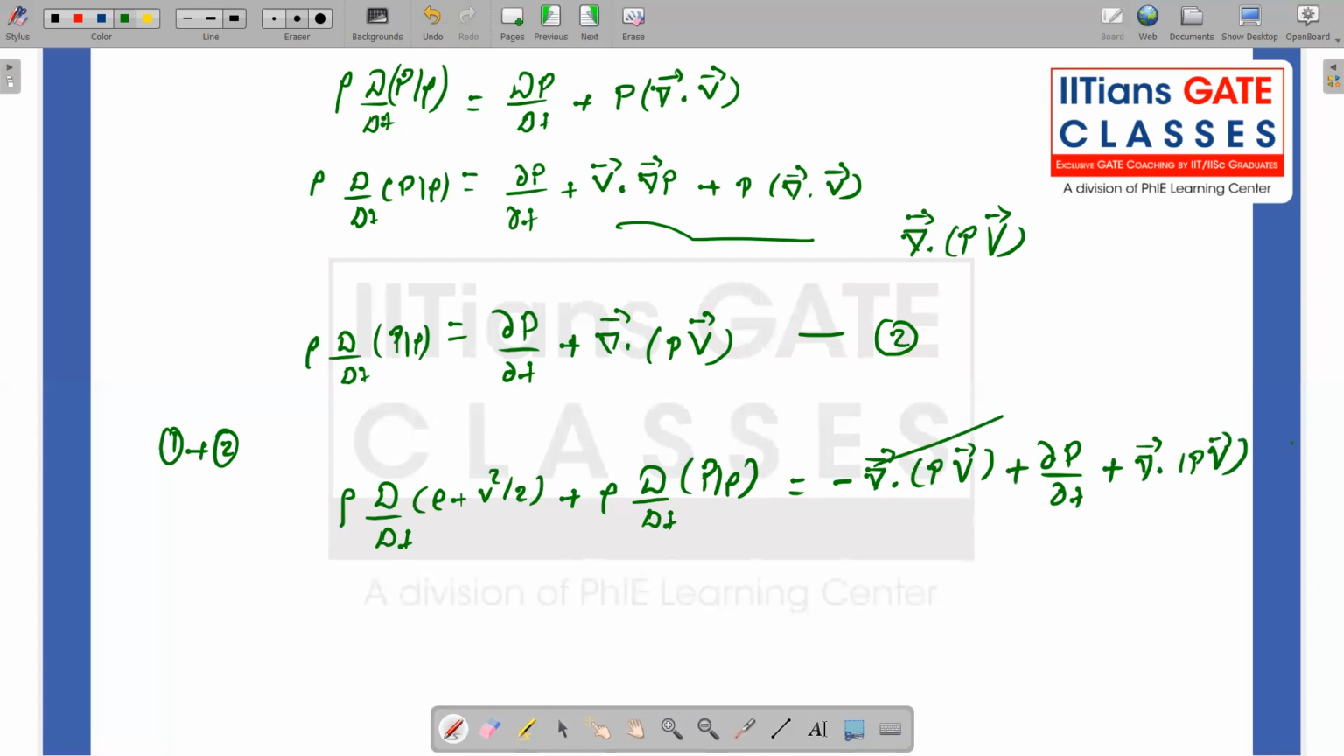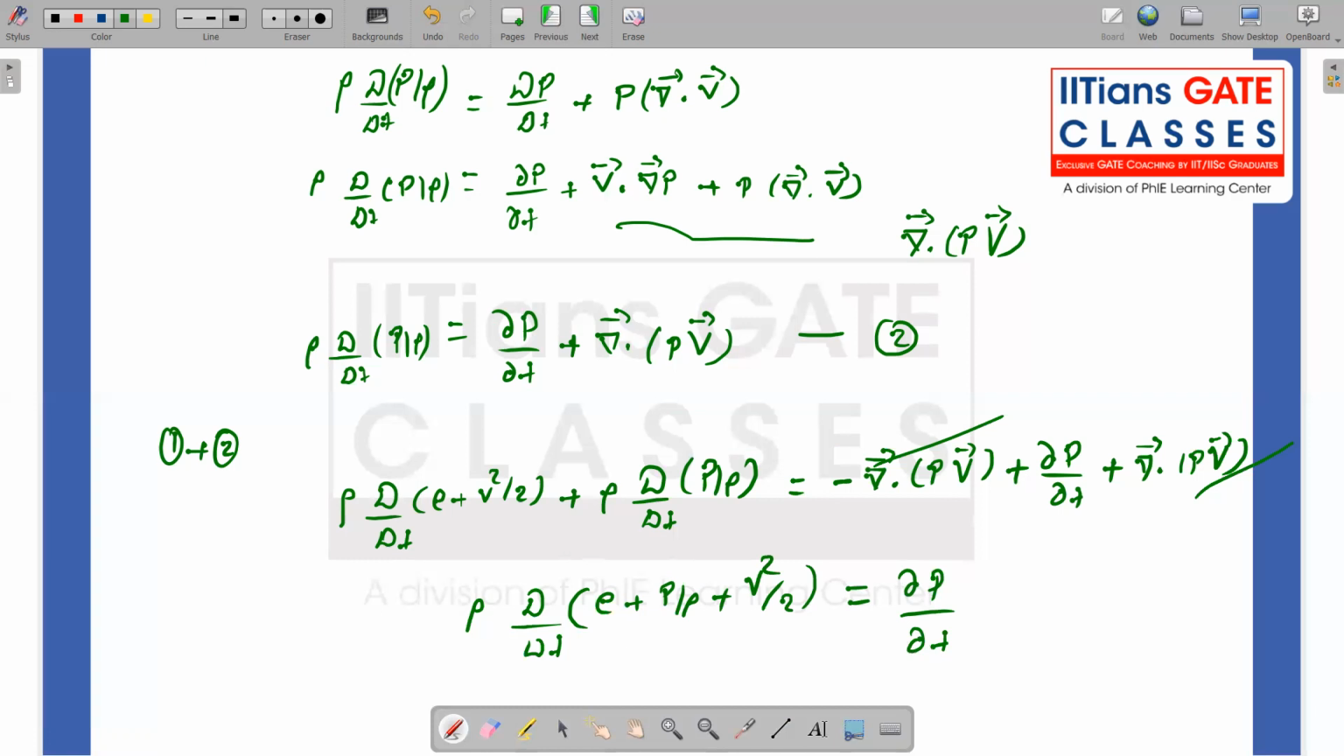So this term and this term get cancelled. So all I am left with is, again, rho, which I can take common, and both of them are differentiated with respect to t. This is a total derivative of two separate variable fields. So I can club them together to write rho times d by dt of (E plus P by rho plus V square by 2) equal to dou P by dou T.